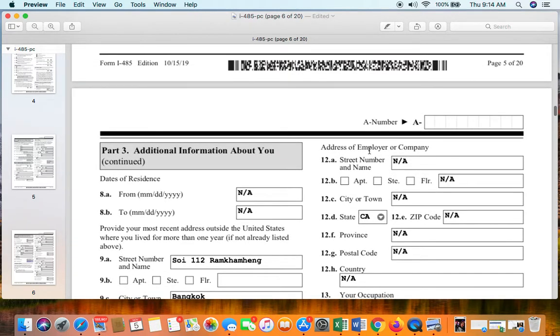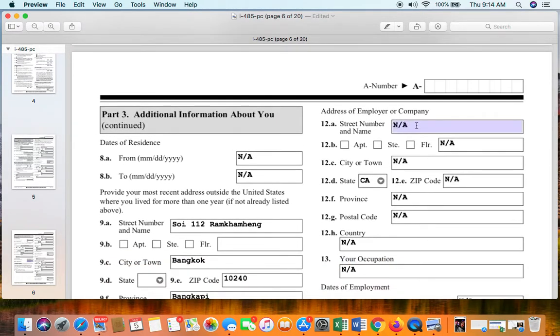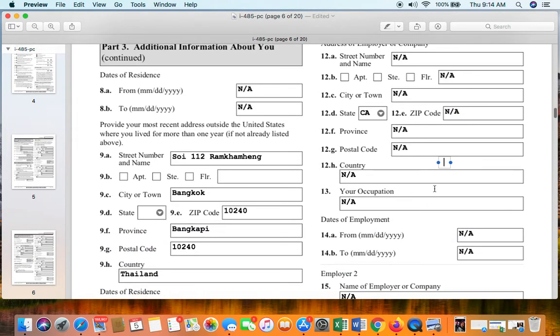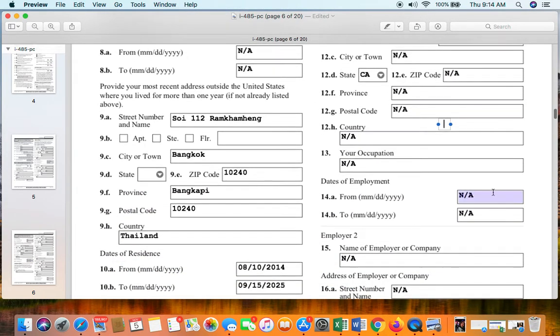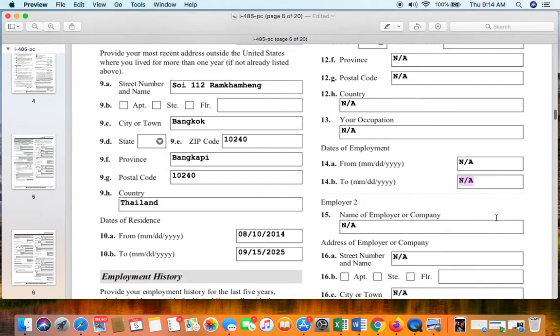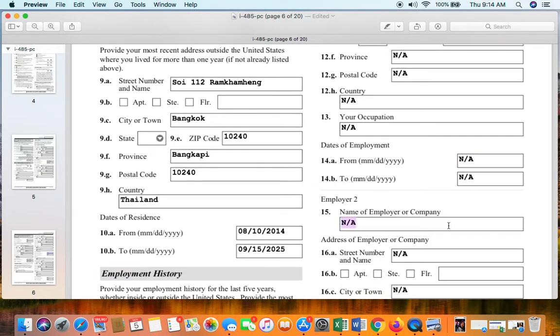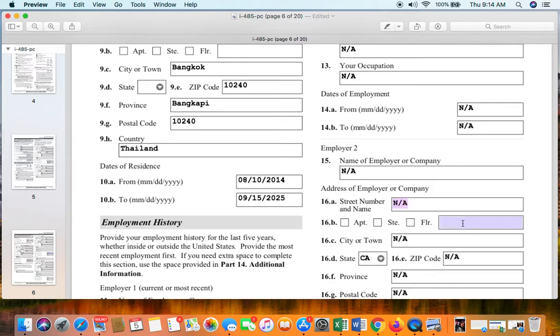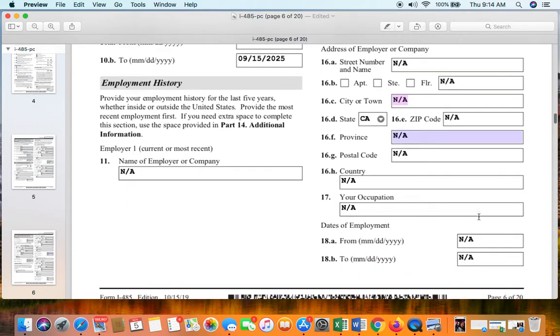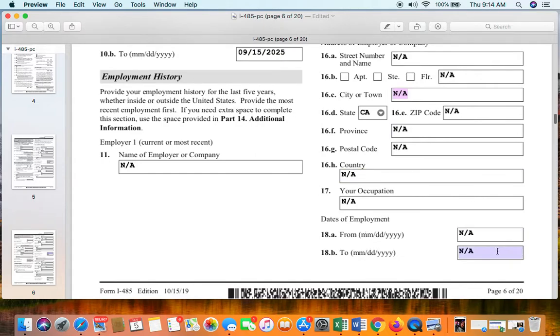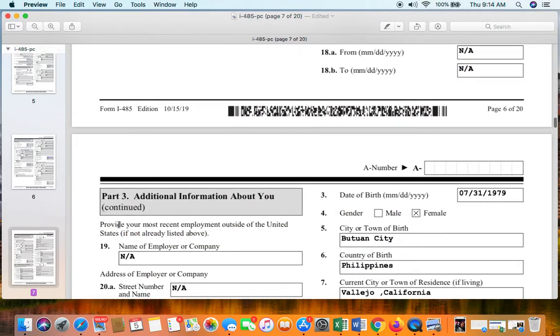And then here, address of employer, you can put NA since our K2 or derivative applicant is not working yet. NA, NA, NA right here, NA right here. Name of employer and company, NA, NA. Country, NA.